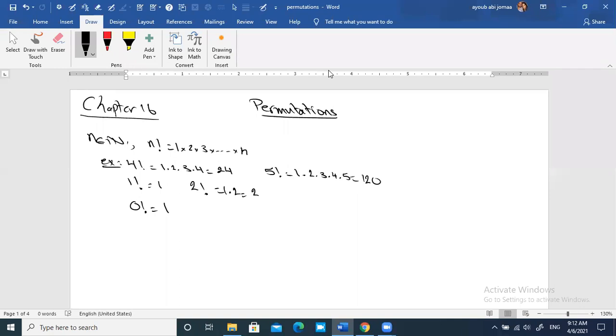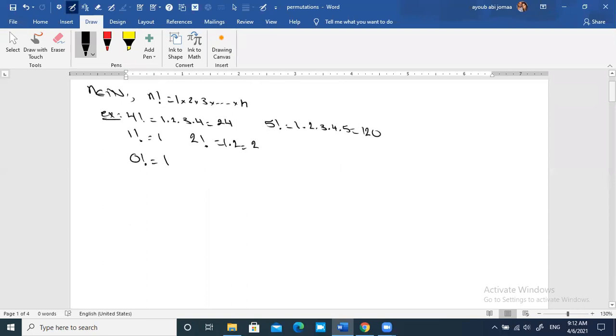Right. How to work with factorials, how to simplify, how to multiply. Examples. Simplify.